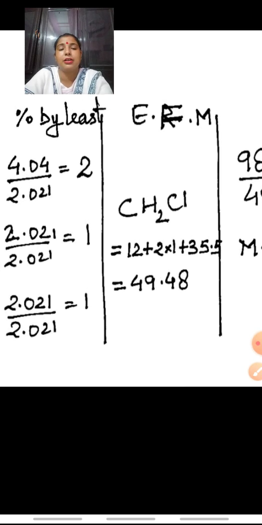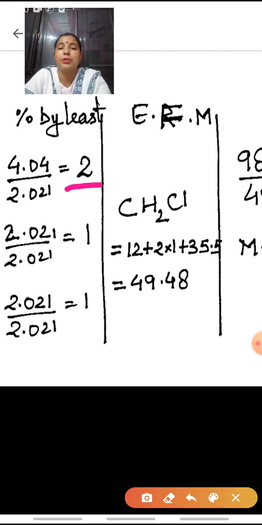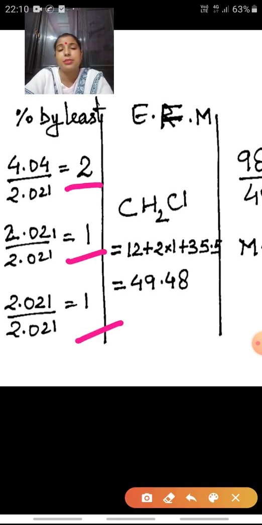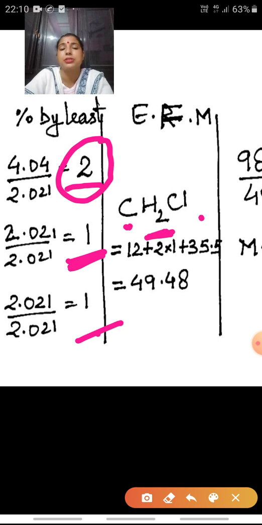Now see, the empirical formula we get from the simple whole number ratio. In the simple whole number ratio, the ratio of carbon is 1, hydrogen was 2 and chlorine was 1. So, the ratio of carbon to hydrogen to chlorine is 1 is to 2 is to 1. So, this is your empirical formula.